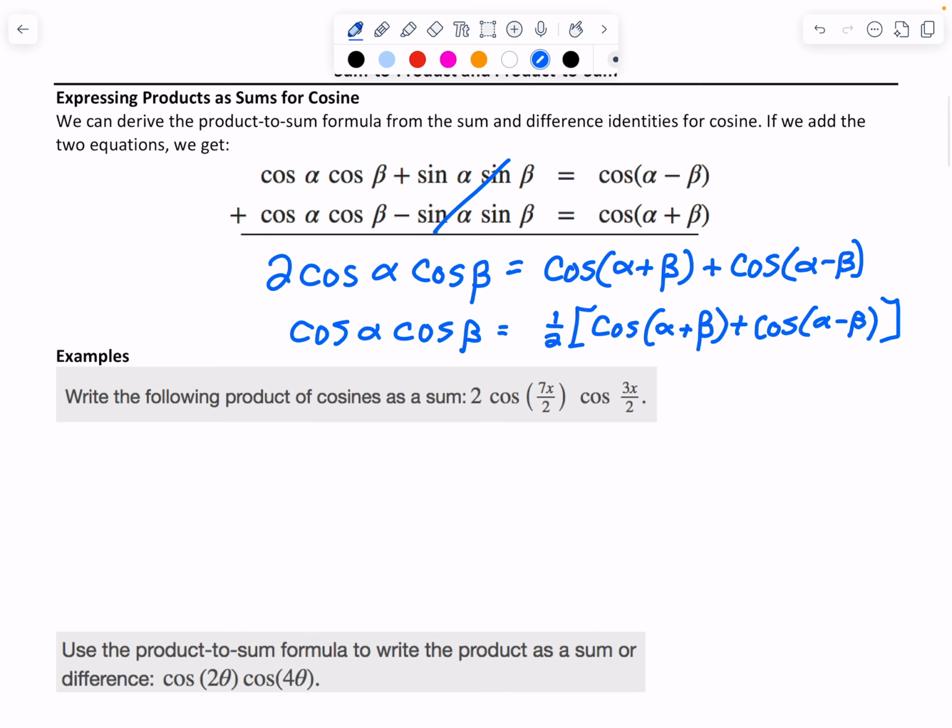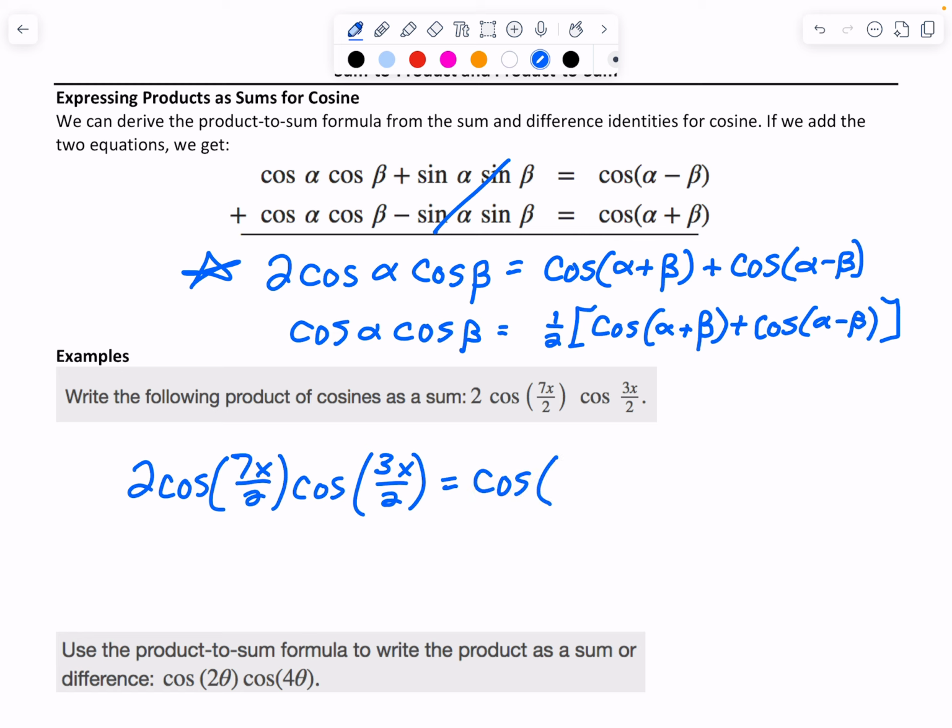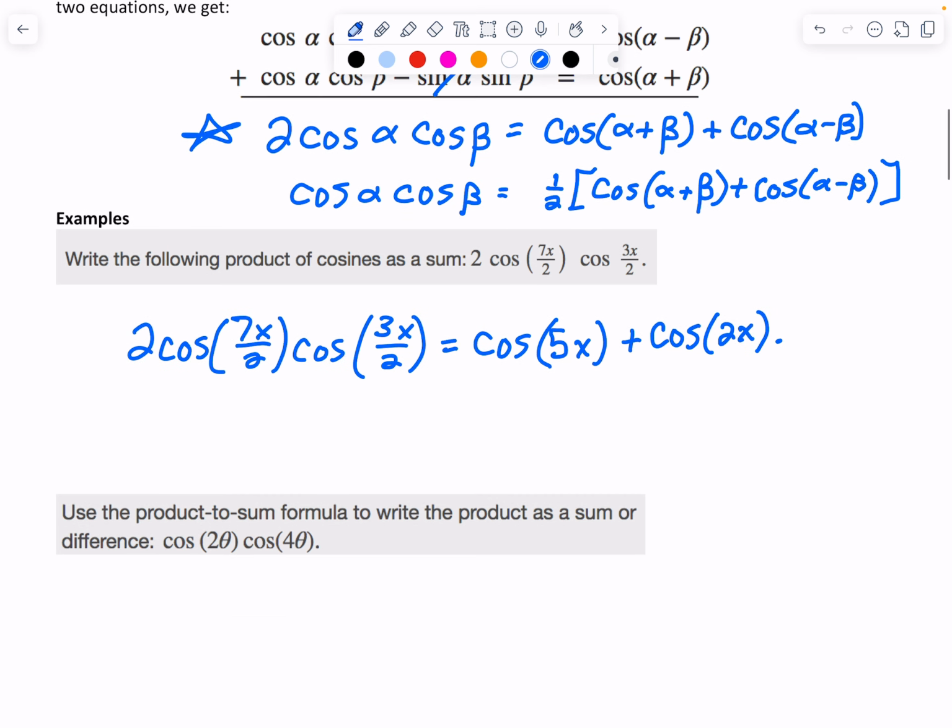Okay, so this problem, I like to write things down as I work through them. So 2 cosine 7x over 2 times cosine of 3x over 2. All right, if I follow this formula, this looks like this one. So this is cosine of adding them together, which is 10 over 2, so that's 5x. And then plus cosine of subtracting the first one minus the second one, that's 4 over 2, that's a 2x. And that's all we can do. So there we go. That'll help us out sometimes.